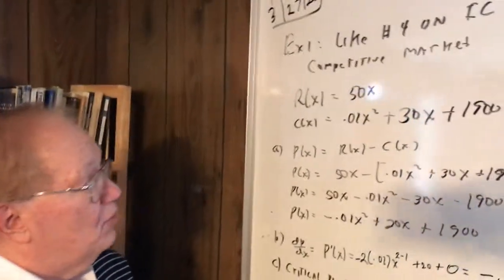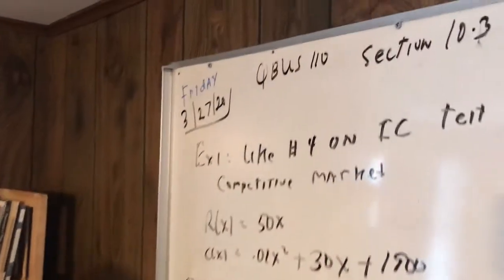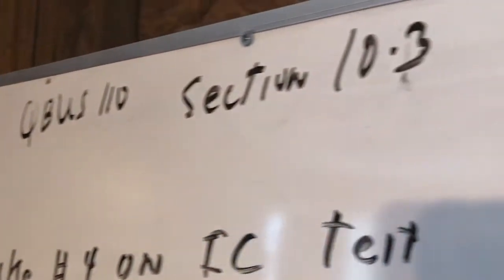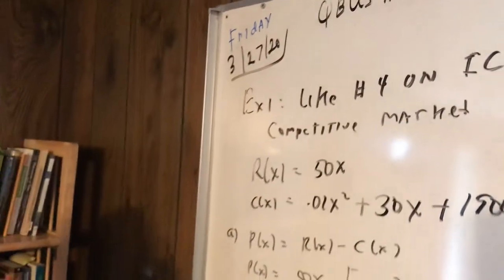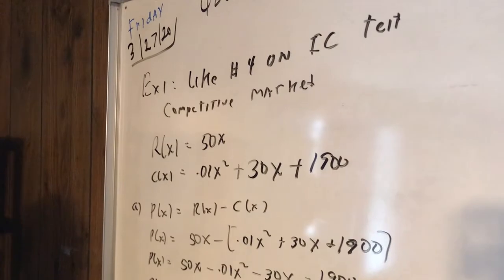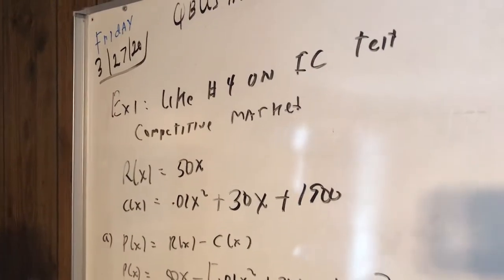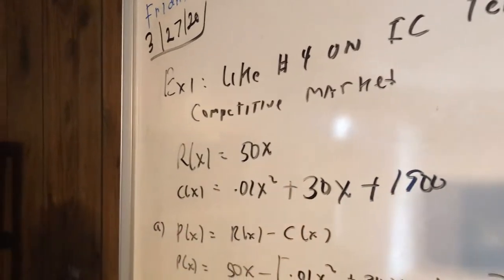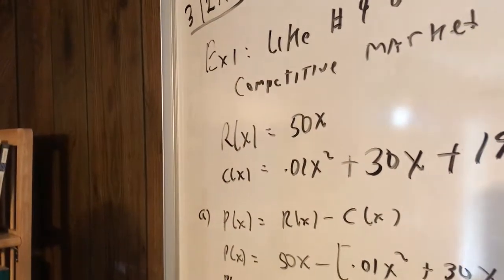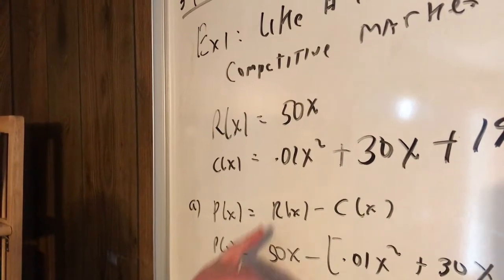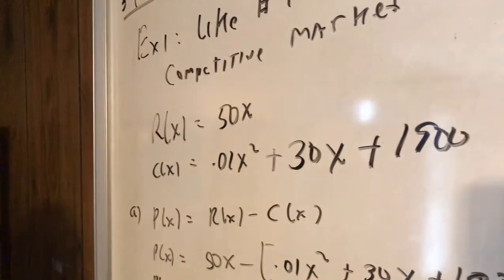Anyway, this is QBUS-110. We are continuing Section 10.3, which is basically business problems. We started this last time. This example is similar to number 4 on the in-class test. It's called the competitive market. As you can see, the revenue is equal to simply 50 times x, where x is the number of units produced. The cost is given by this function.